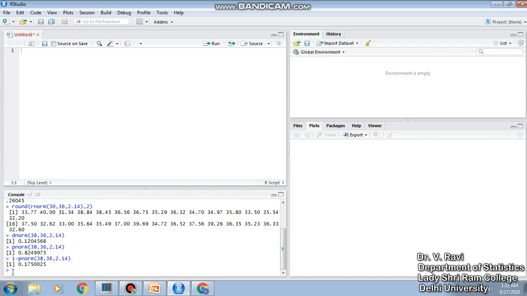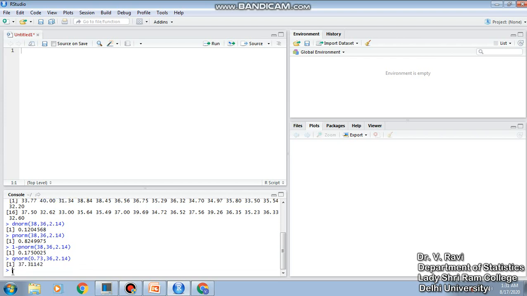Supposing that 73% of days in September show a temperature of at most X, I wish to know what this X is. That means at most 73% of the days show a temperature less than or equal to X. So what would this X be? I would simply use the function qnorm, with 36 and 2.14. Sorry, it's not 38, it's 73%, so 0.73.